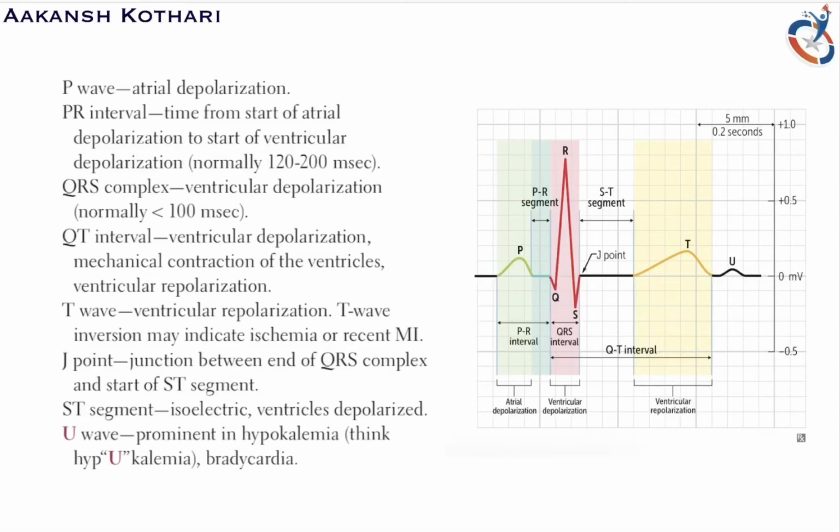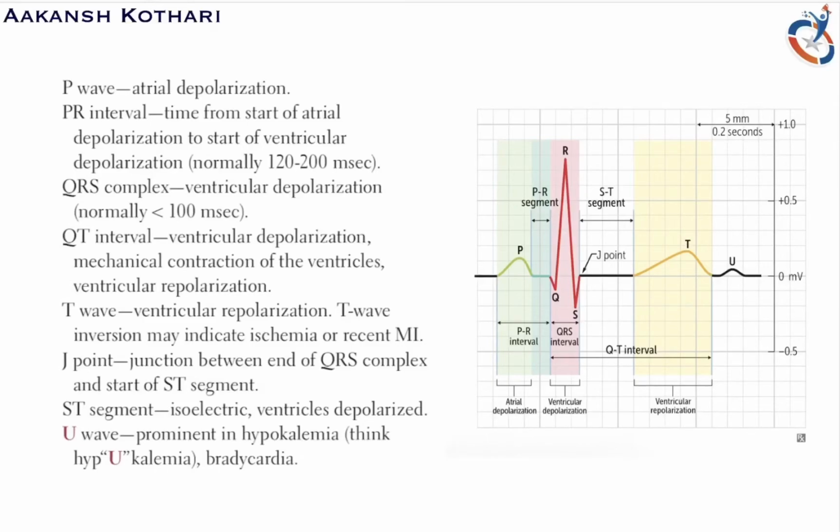Now let's talk about the P wave. P wave is the first upstroke. This upstroke is majorly due to atrial depolarization. Just after P wave, the atrial depolarization, there is atrial contraction.